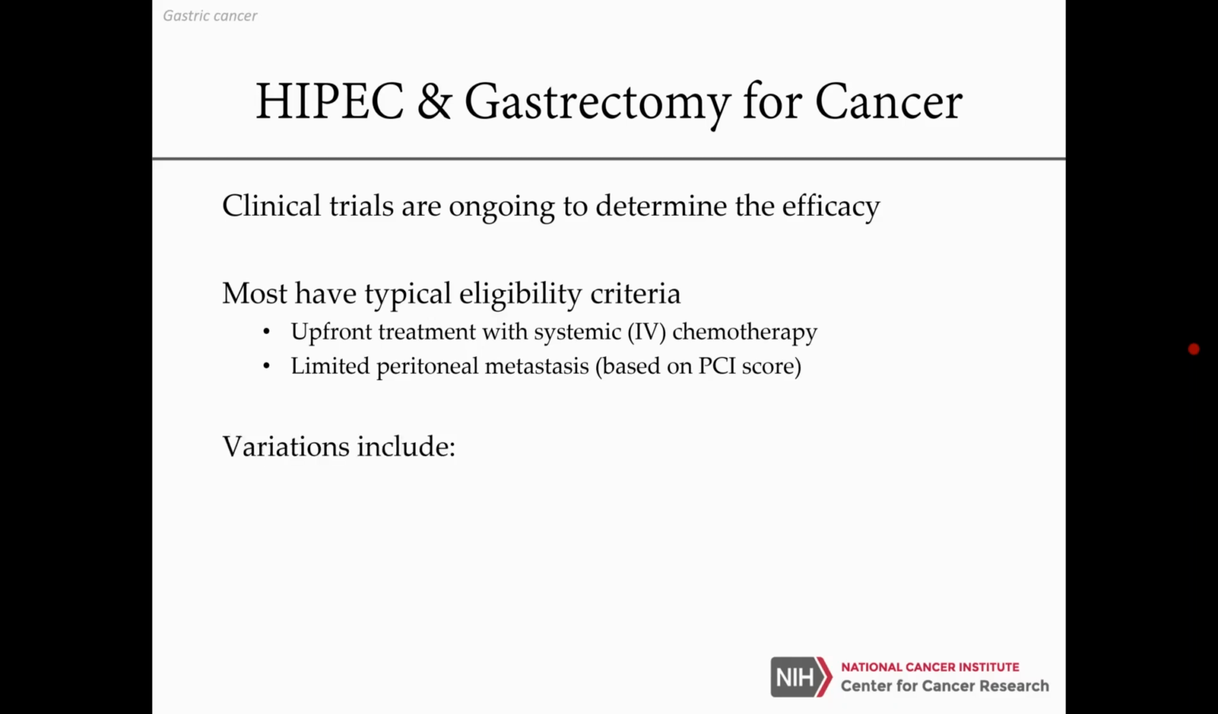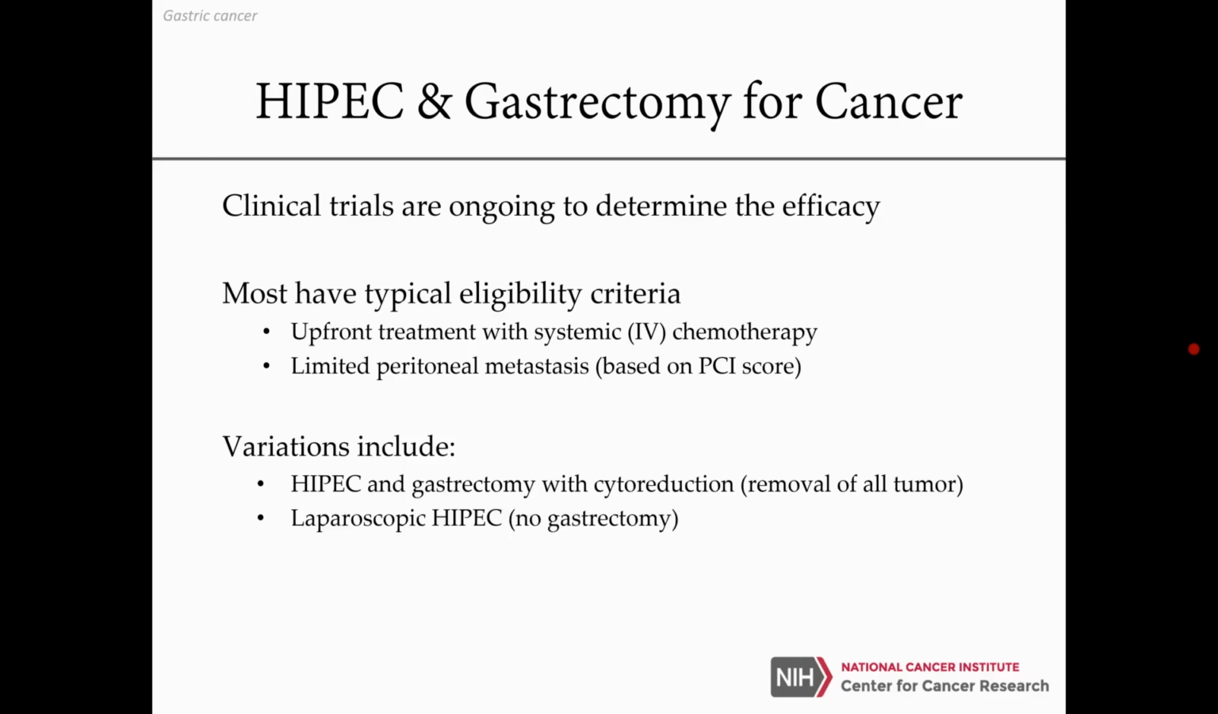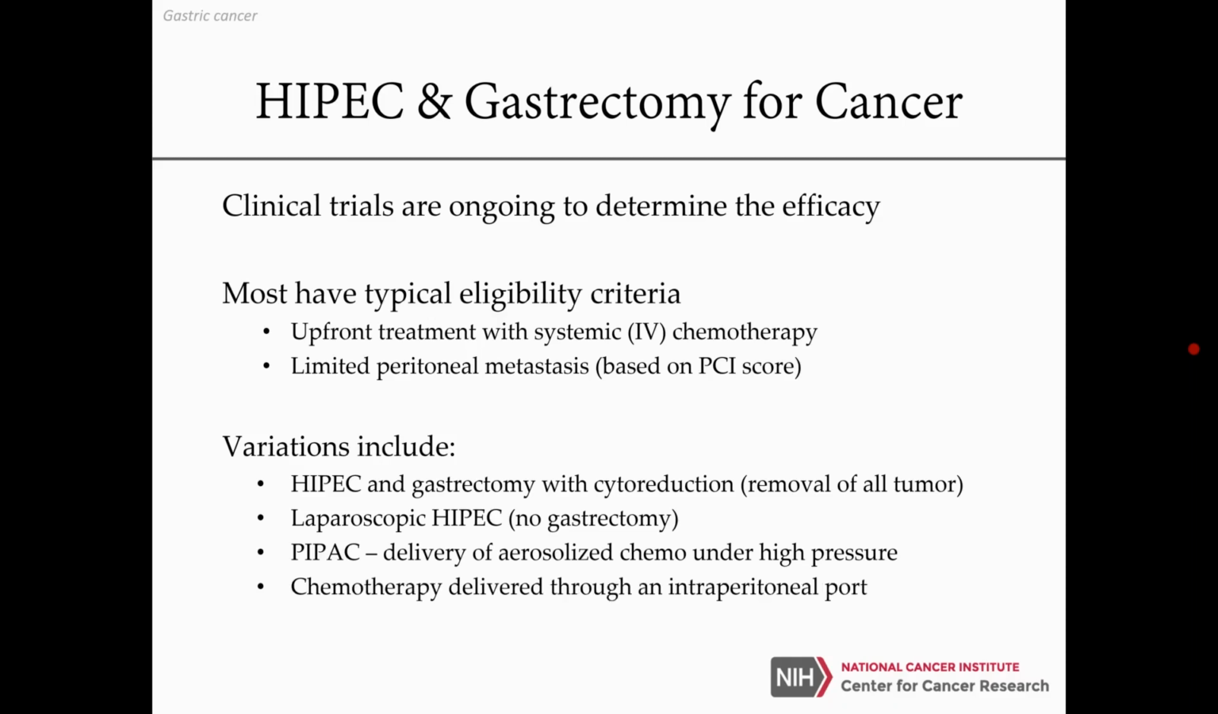Now, there are variations to intraperitoneal chemotherapy. So HIPEC and gastrectomy with cytoreduction means that you go in and remove the stomach, all tumor that you can see, and then you apply this heated chemotherapy into the abdominal cavity. There are also studies looking at laparoscopic HIPEC, which is where you deliver that heated chemotherapy through small tubes inserted into the belly, but there's no surgery to remove the stomach or any tumor. There's PIPAC, which is a pressurized chemotherapy where the chemotherapy is aerosolized and delivered under high pressure. And then there's chemotherapy that's delivered through an intraperitoneal port, kind of like a port that you would have to deliver chemotherapy into your vein, but this one goes into the abdominal cavity.